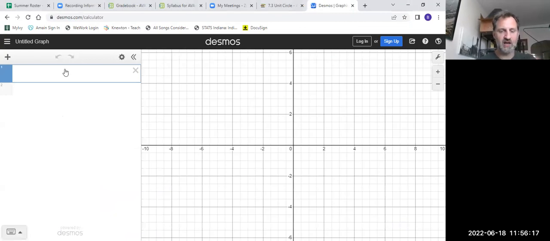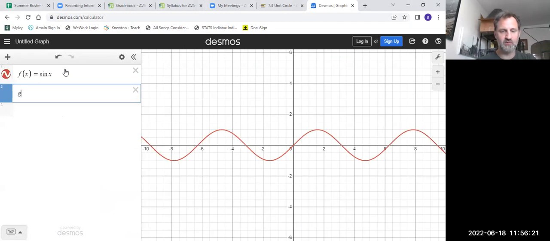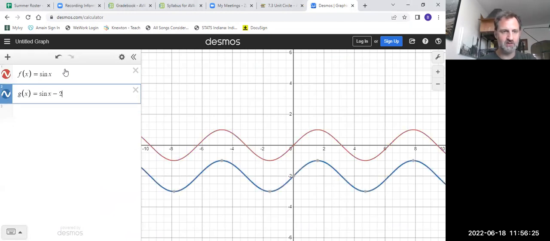So we were looking at f of x equals sine x, and then we're looking at g of x equals sine x minus 2. You can see that the red is the sine x and the blue has just been shifted down. So everything has just been shifted straight down 2 units.